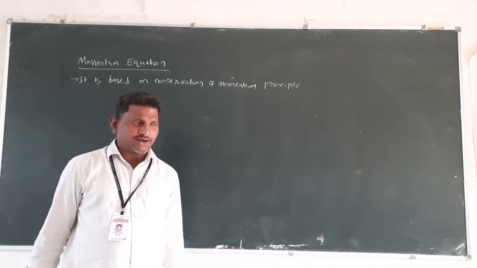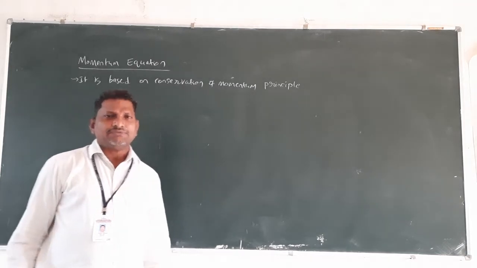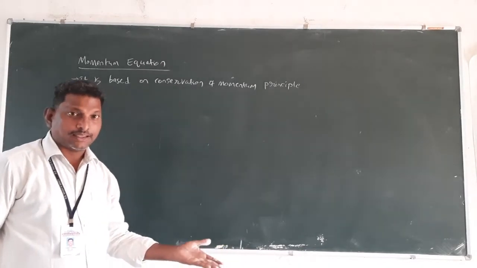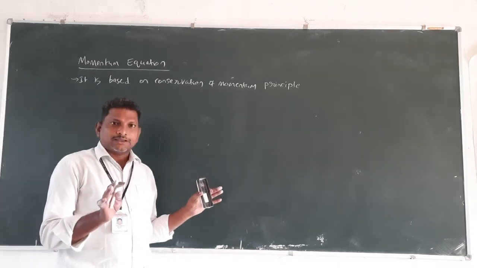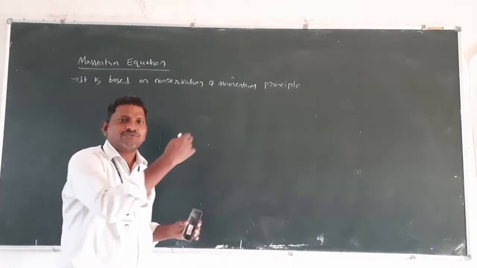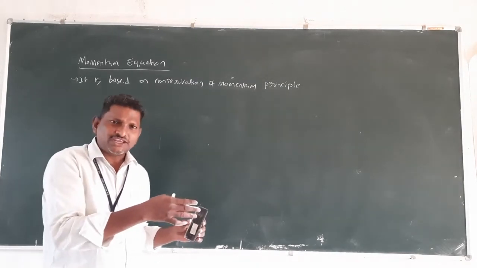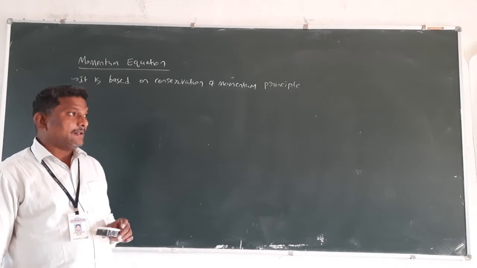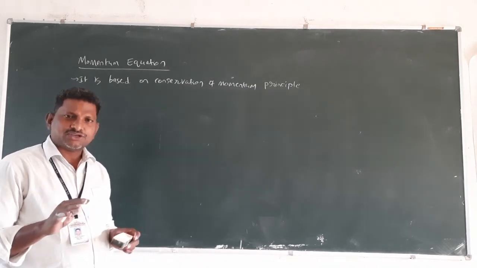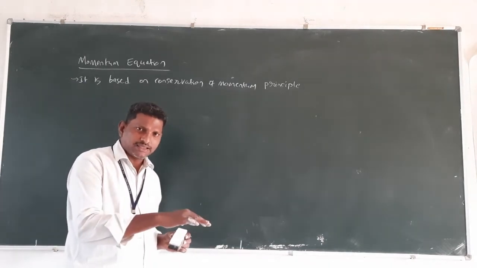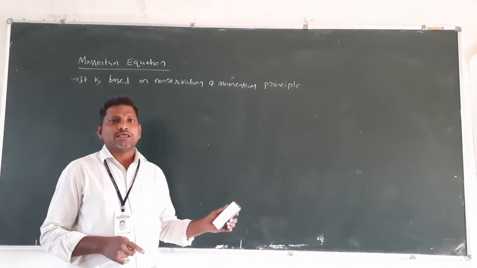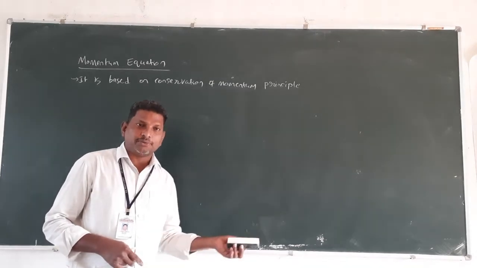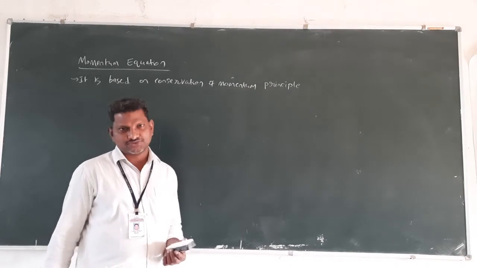What does this statement say? If we apply some force on a body of mass m, then there is a change in momentum of that body, and it will change in the direction of the applied force. Once again I am repeating. When we apply some force on a body of mass m, there will be a change in momentum of the body, and the change in momentum takes place in the direction of the applied force.